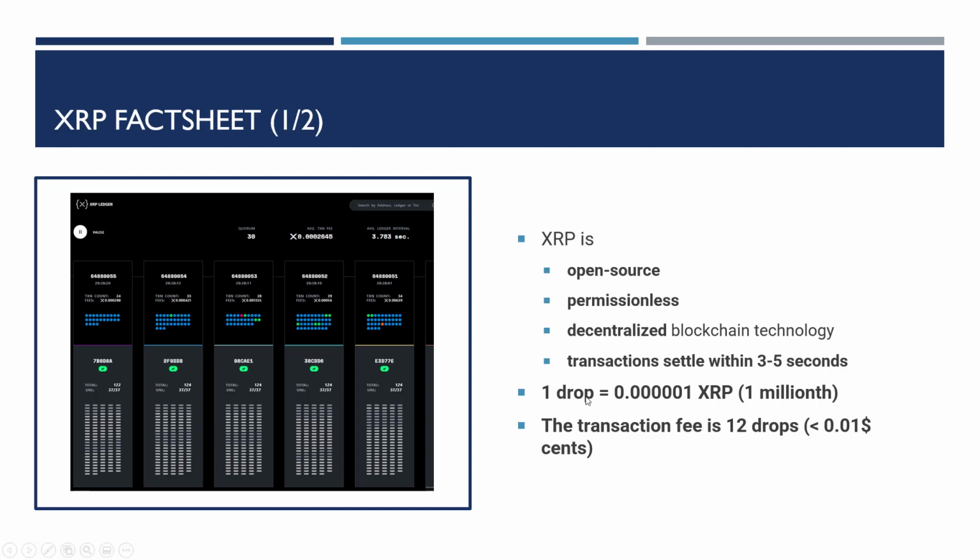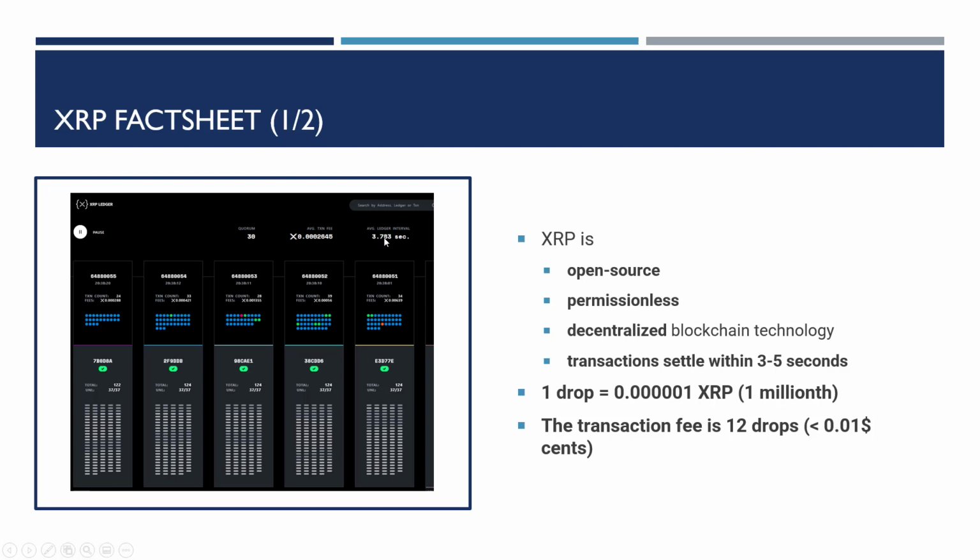You can see here one drop, that's the smallest unit that exists with XRP. It's like with Bitcoin, where there are the so-called Satoshis. The smallest one is 10 to the power of -9. And in XRP, the smallest unit is called the drop. It's 10 to the power of -6, so 1/1,000,000th of an XRP. The transaction fee is 12 drops, and that's less than 0.01 dollar cents. So like I said, they're cheap and very fast.